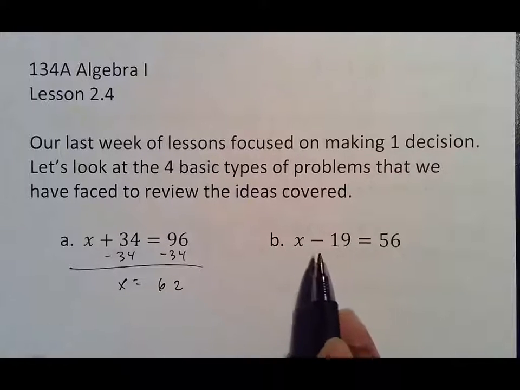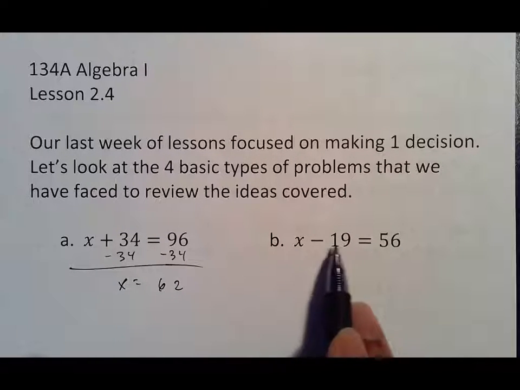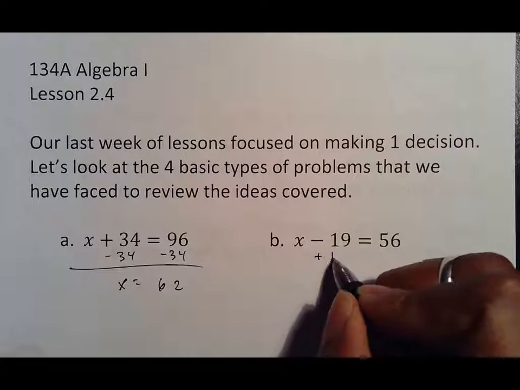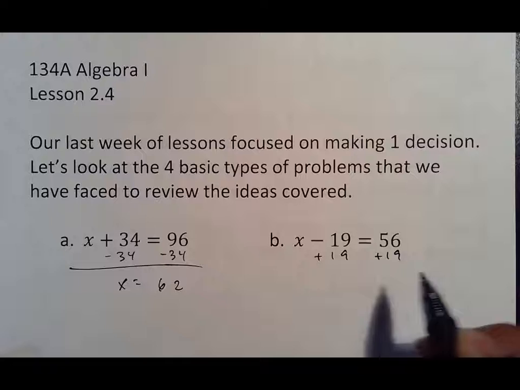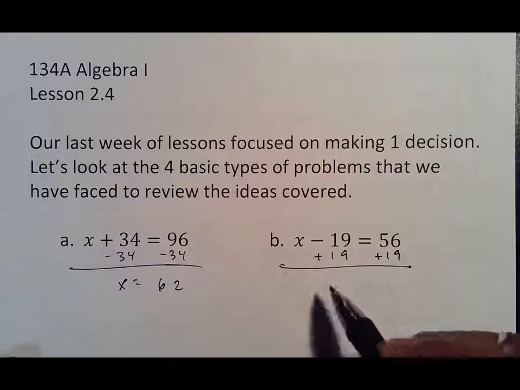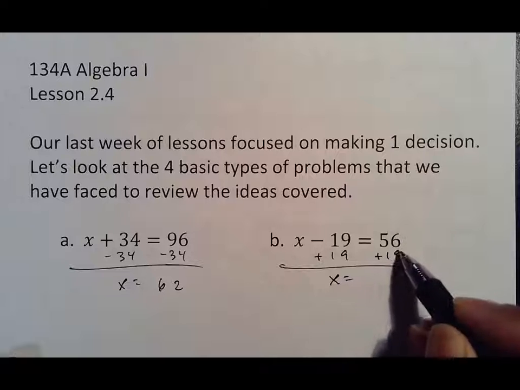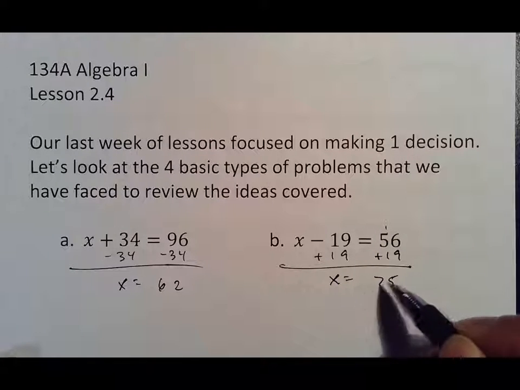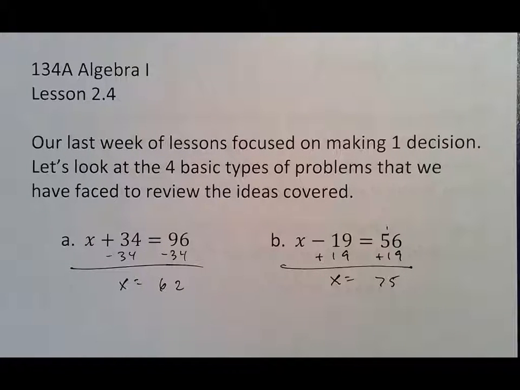Another thing we saw was a problem where the negative 19 is with x. Since this is subtraction, the way we get rid of it is by adding 19 to both sides to keep everything fair. The 19 went away, x came down. 9 plus 6 is 15, carry the 1, 1 plus 5 is 6, 7. 75 should be the answer that you get.